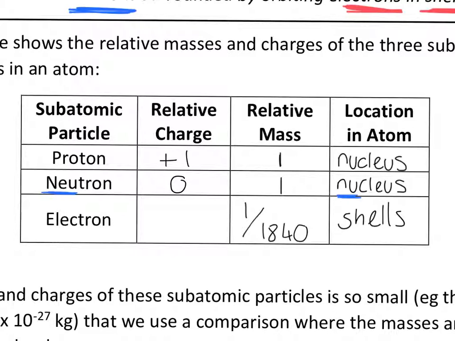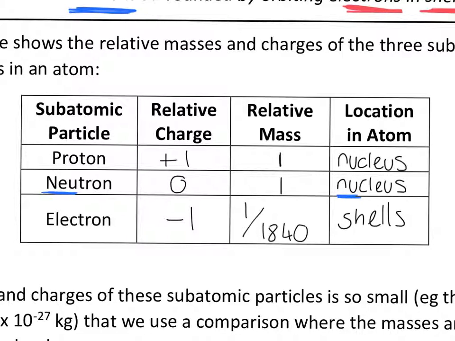Neutrons don't have a charge, and so we say their relative charge is 0. And finally, an electron is negatively charged, and it's the same magnitude of charge as a proton, but negative instead of positive. And so we say it has a relative charge of -1. So a proton is positive, so it has a relative charge of +1. Neutrons don't have a charge, so their relative charge is 0. And an electron is negatively charged, and so we say its relative charge is -1.